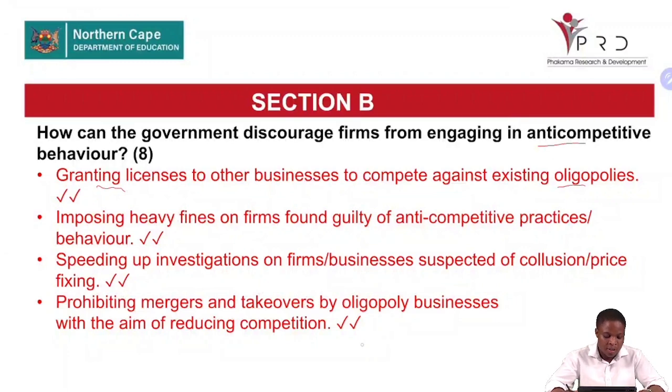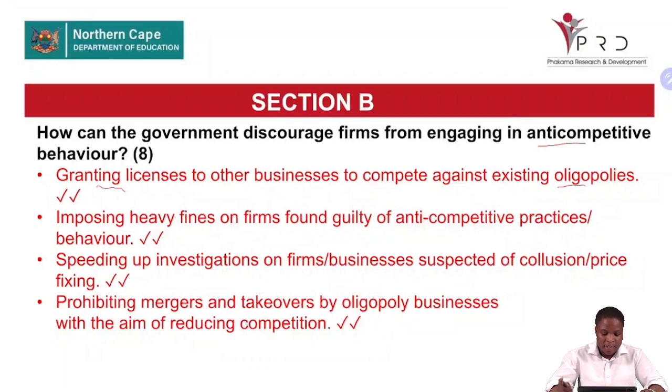Practice the anti-competitive behavior. Prohibiting mergers and takeovers by oligopoly businesses with the aim of reducing competition. For example, SA Link and SA Fair Airlines, they tried to do what? To merge, and then they were disqualified. Their merging was declined because they wanted to merge to reduce competition. So they must prohibit businesses like that who want to come together just to reduce competition.